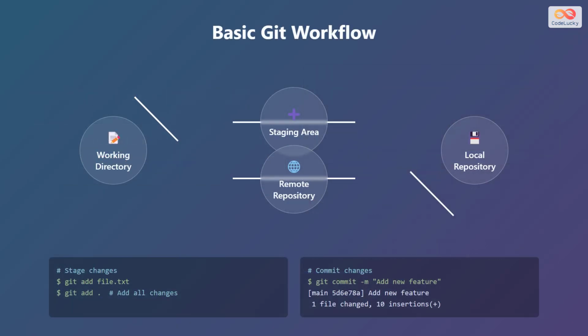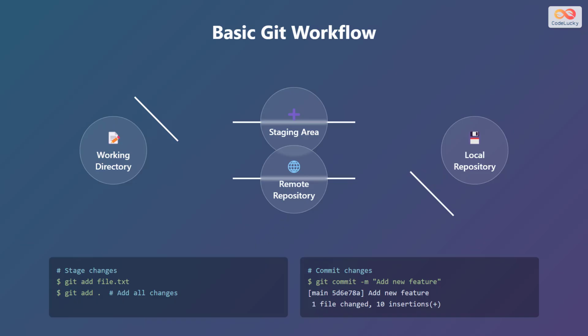Here is the basic Git workflow. You start with your working directory, where you make changes to your files. Next, you move those changes to the staging area. From the staging area, you commit the changes to your local repository. Finally, you can push the changes from your local repository to a remote repository.